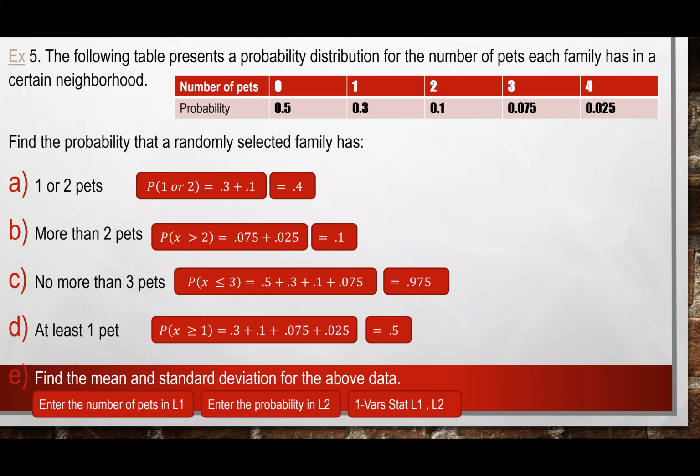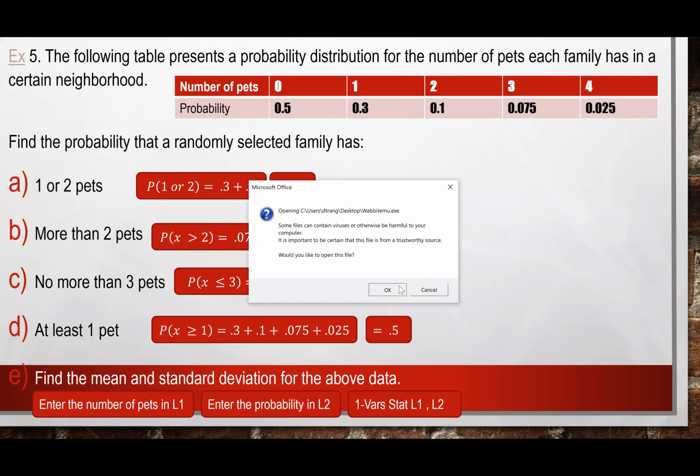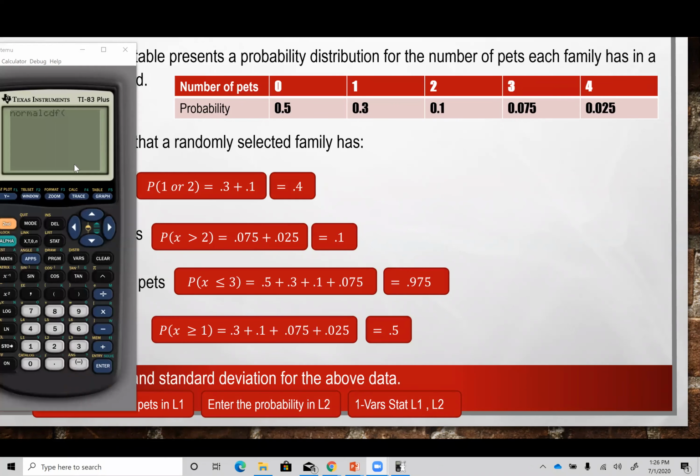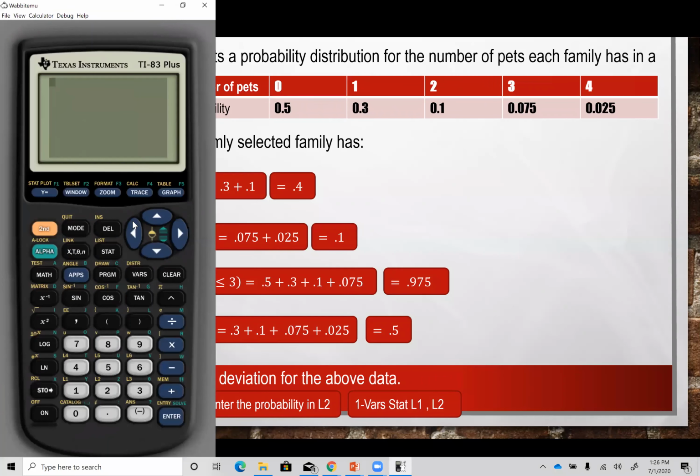Once you have this, let me share with you guys. So if you remember, this is what we do. Let me clear this. In order to type in, you have to hit stat. For those of you who forgot how to enter this, you hit stat and then edit, and then press enter. This is your L1, which I already did. Your L1 is 0, 1, 2, 3, and 4. Your L2 is 0.5, 0.3, 0.1, 0.075, 0.025.